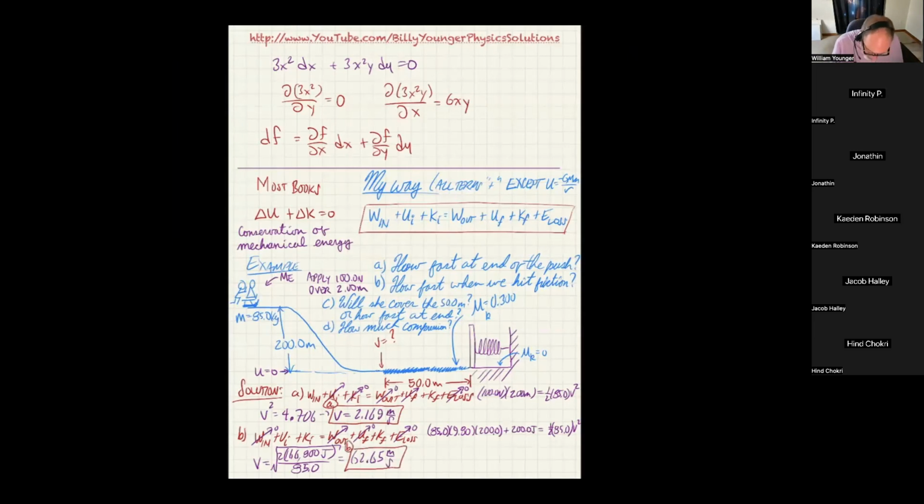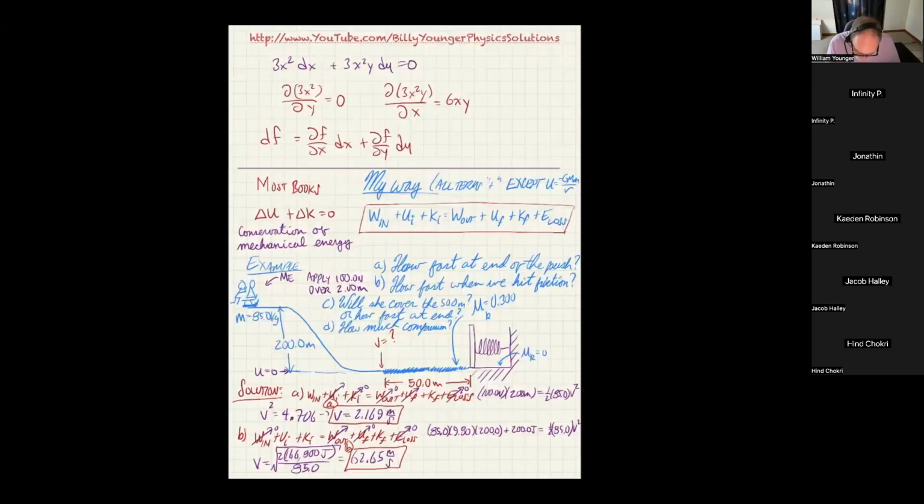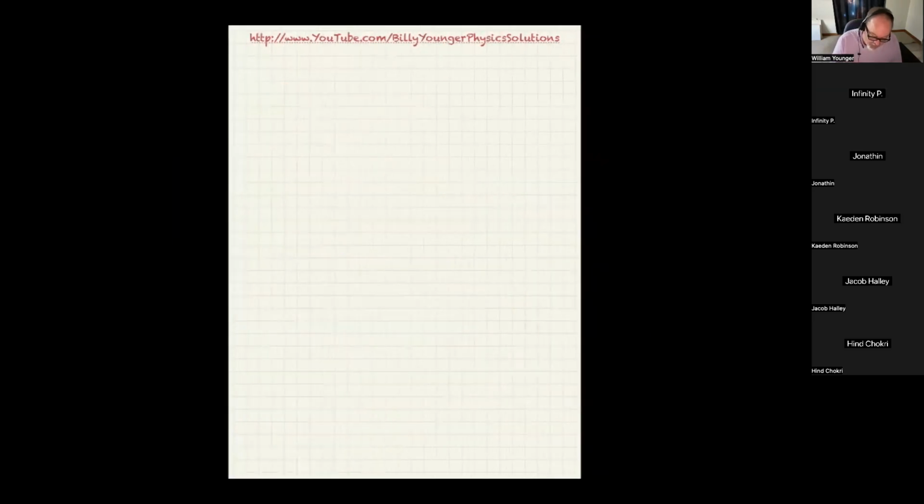That's part B. Now, part C wants to know, are we going to be able to make it across the whole 50 meters? I think you can already tell that we are, but really all we need to know to do that is to go on with our conservation of energy. And what I'm going to do is say that my energy when I hit that thing is going to be the whole 166,800. And then I'm going to slowly accumulate some E loss while I defeat my conservation of energy.